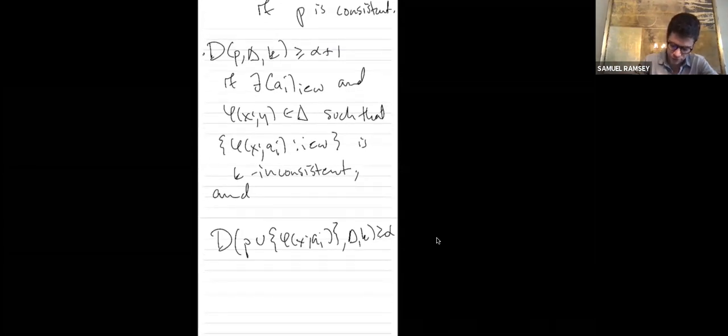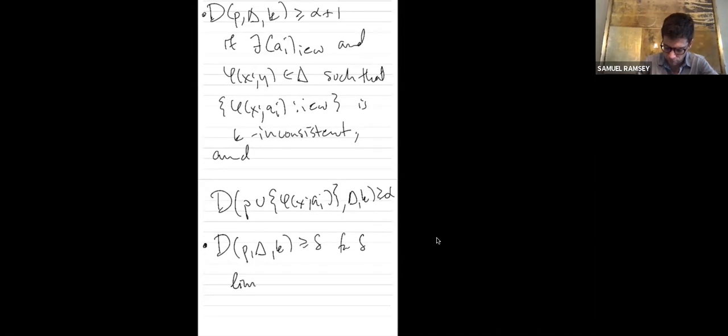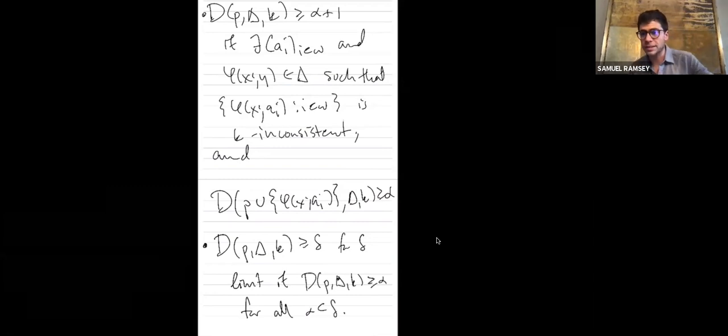All right, so this is the successor step. And then for the limit step, we'll just say dp delta k is at least delta for delta a limit if dp delta k is greater than or equal to alpha for all alpha less than delta. So if you beat everything less than a limit, then you beat the limit. Right? So this is rank.